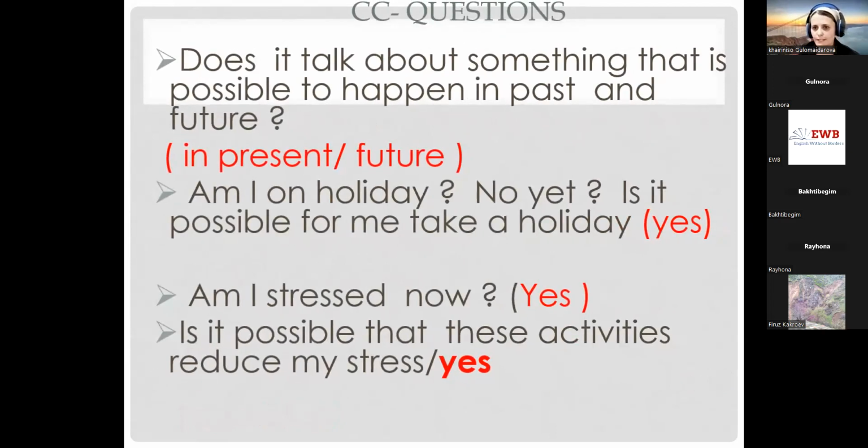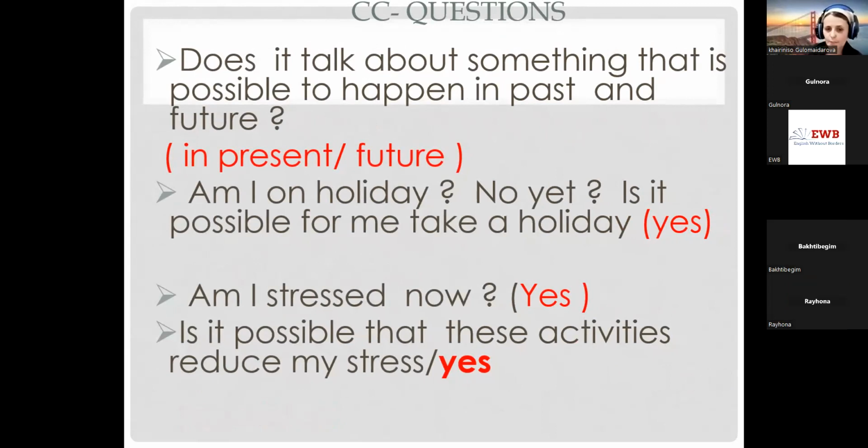Next, does it talk about something that is possible to happen in the past or in future? Of course, it talks about the present and future. Something is possible to happen in present or in future. So the question that you would ask your students, for example, you elicit from them: am I on holiday? Not yet. Is it possible for me to take a holiday? Yes. Am I stressed now? Yes. Is it possible that these activities reduce my stress? Yes. So these are all concept check questions that you can ask your students.